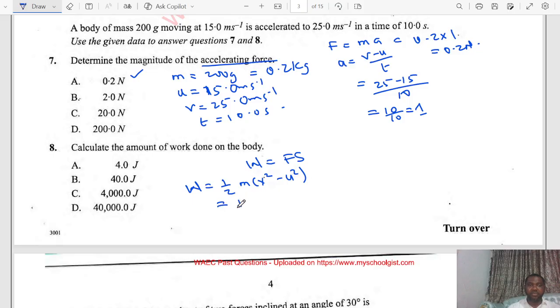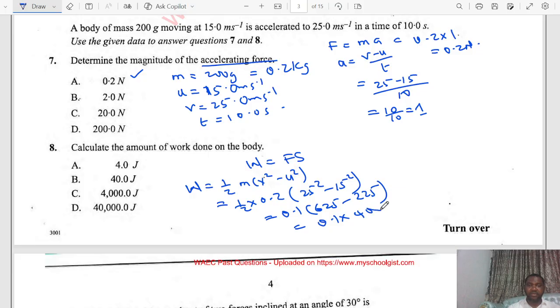So that would be half times the mass, which is 0.2, times v squared, that's 25 squared minus 15 squared. So this is 0.1 times, 25 squared is 625, 15 squared is 225. So this is 0.1 multiplied by 400, and that will give us 40 joules. So 40 joules is the answer.